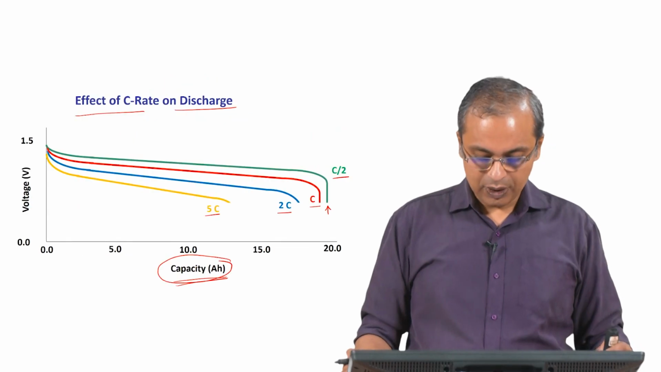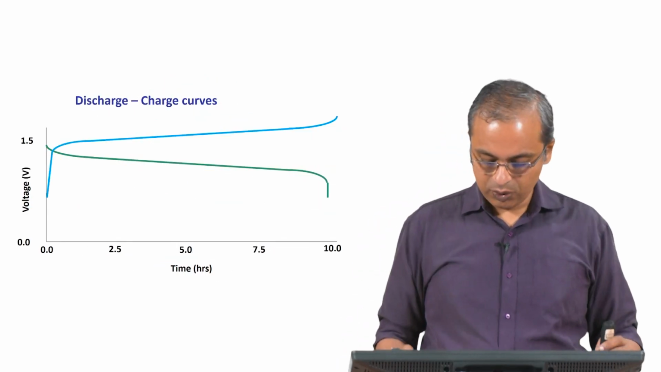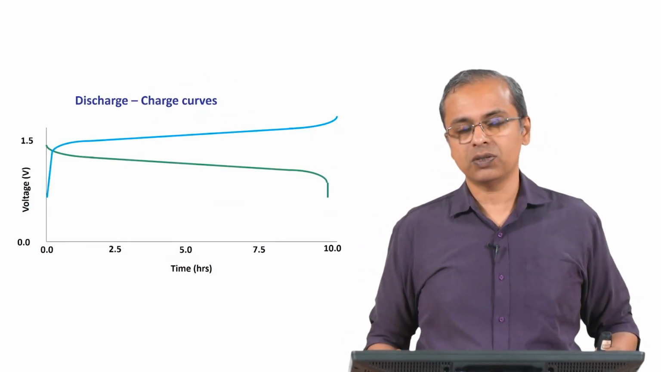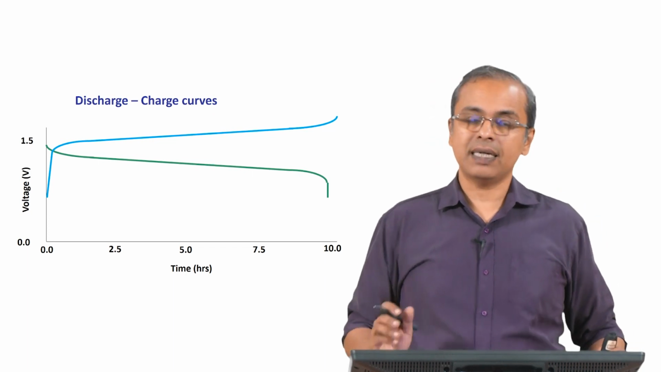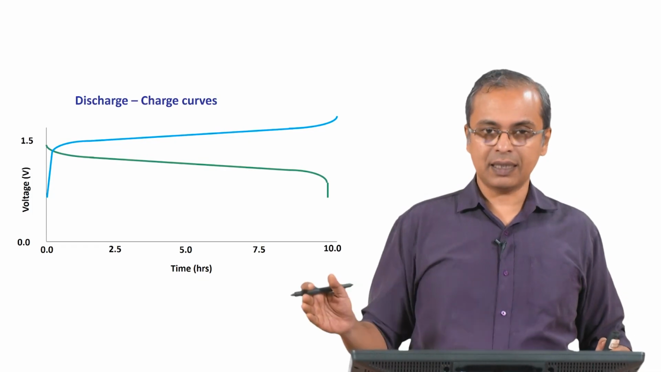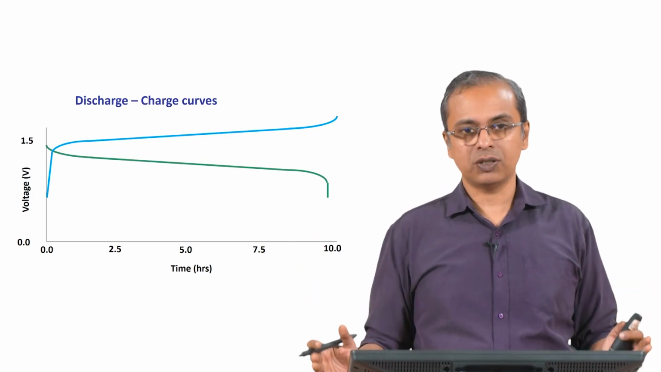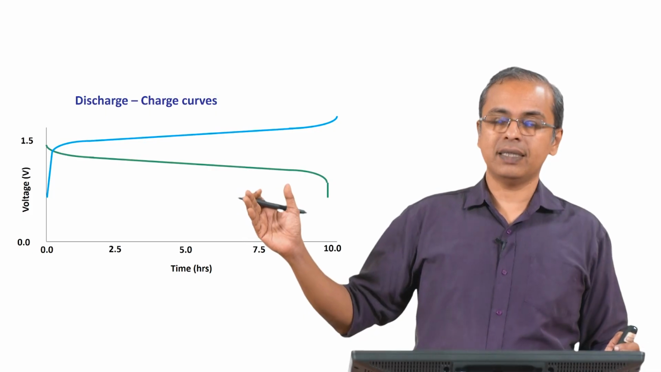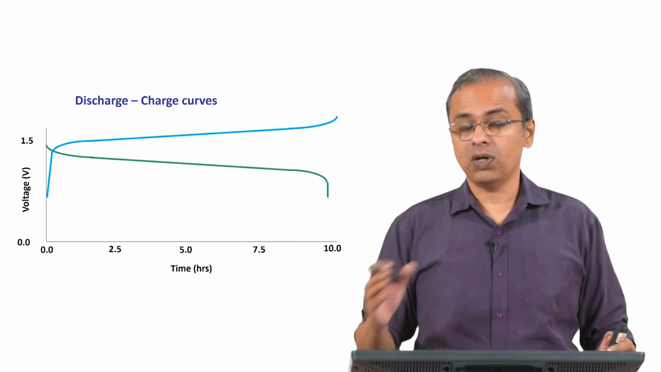So as opposed to curves such as this, it is going to take 10 hours to completely charge a battery and another 10 hours to completely discharge the battery. And if you are going to do 10 cycles, each charge-discharge cycle together is 20 hours. If you are going to do 10 such cycles, that is going to be 200 hours. So that is a very long test, right.